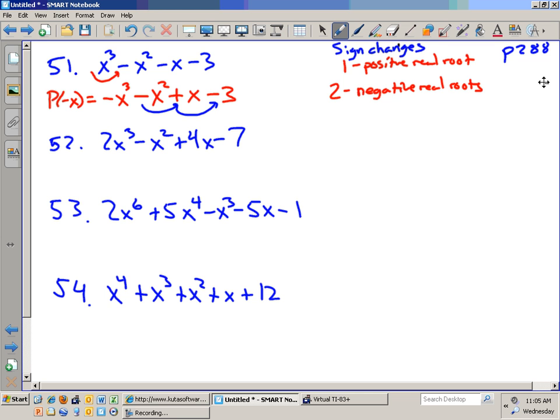How about this one? How many sign changes are there in 52? 1, 2, 3. 3 times the sign changes.